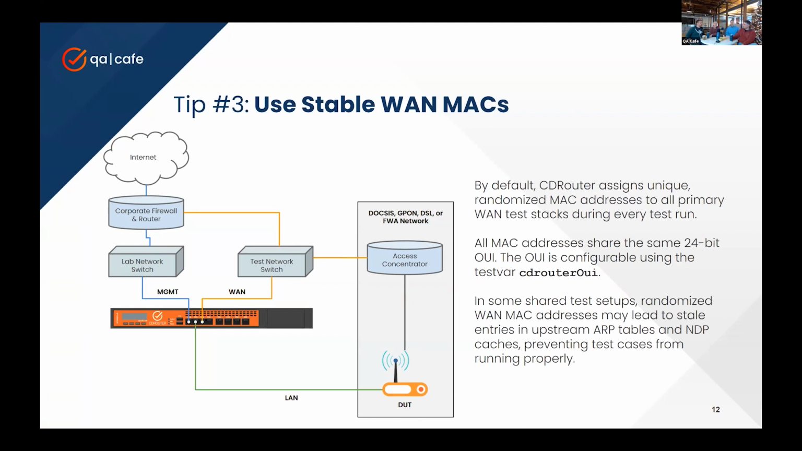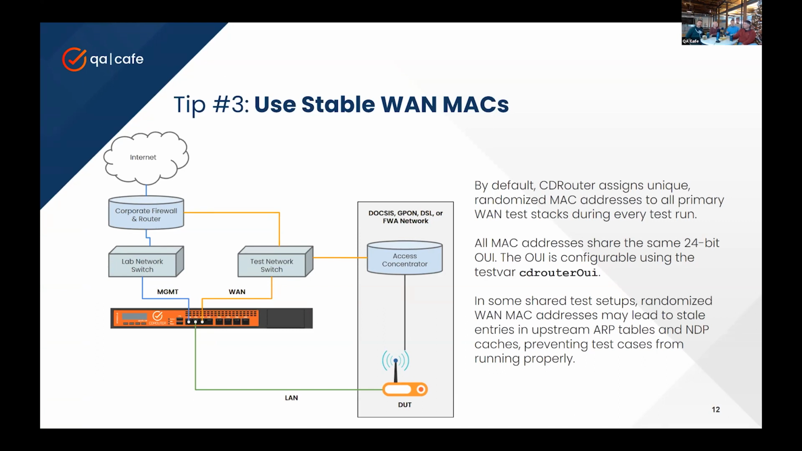And the problem with that in a shared setup like this is that there are sometimes upstream devices within the network, CMTS or a router or a switch or something like that, that will have ARP caches, neighbor caches that can potentially contain stale information if you are rerunning a lot of packages in a short period of time.